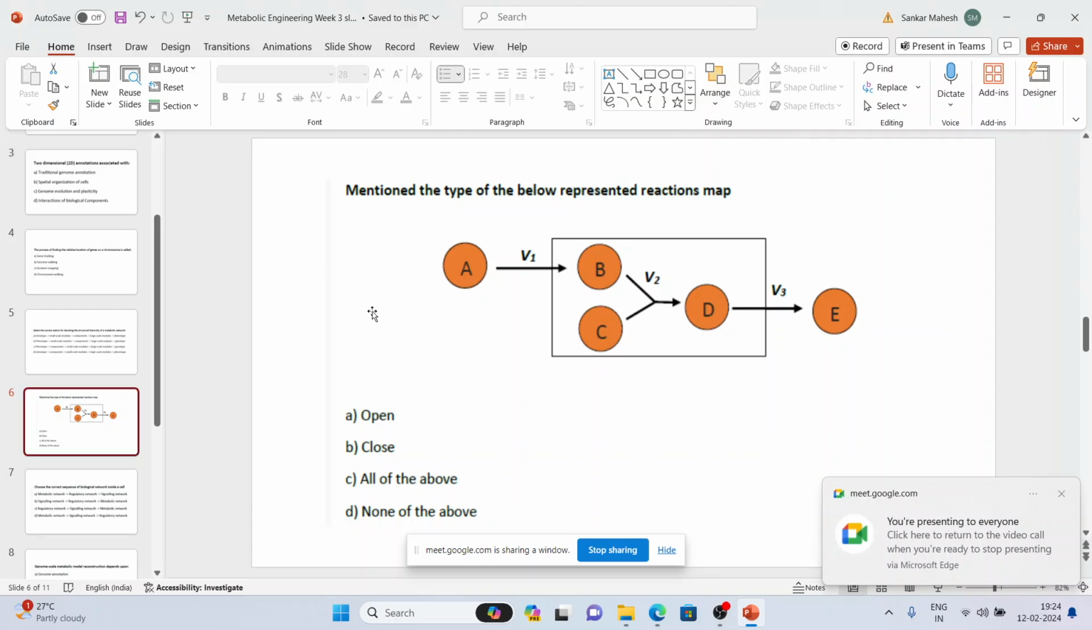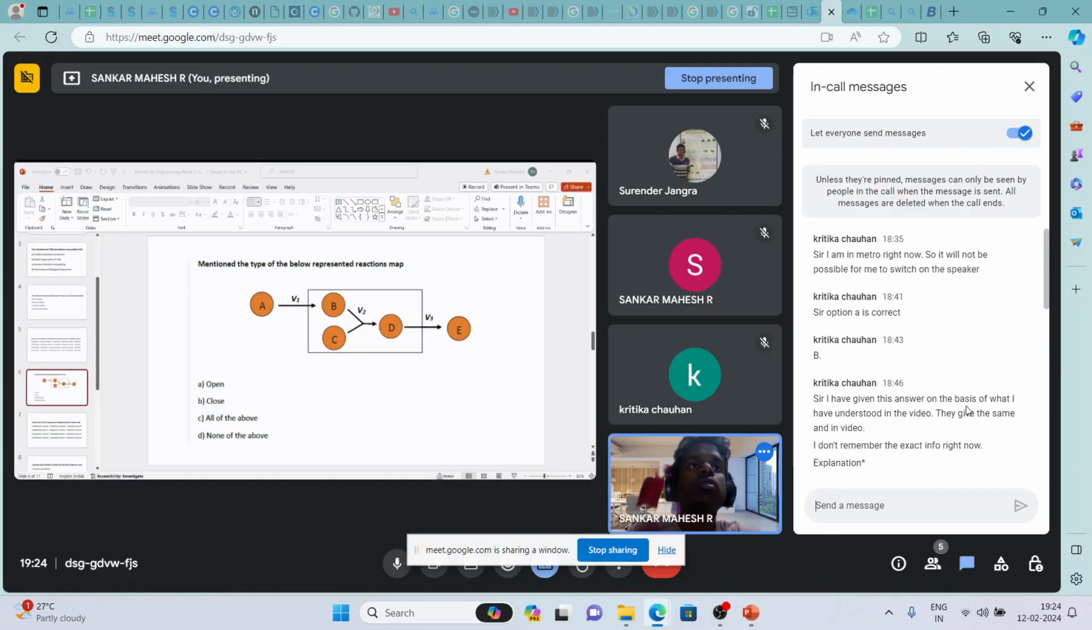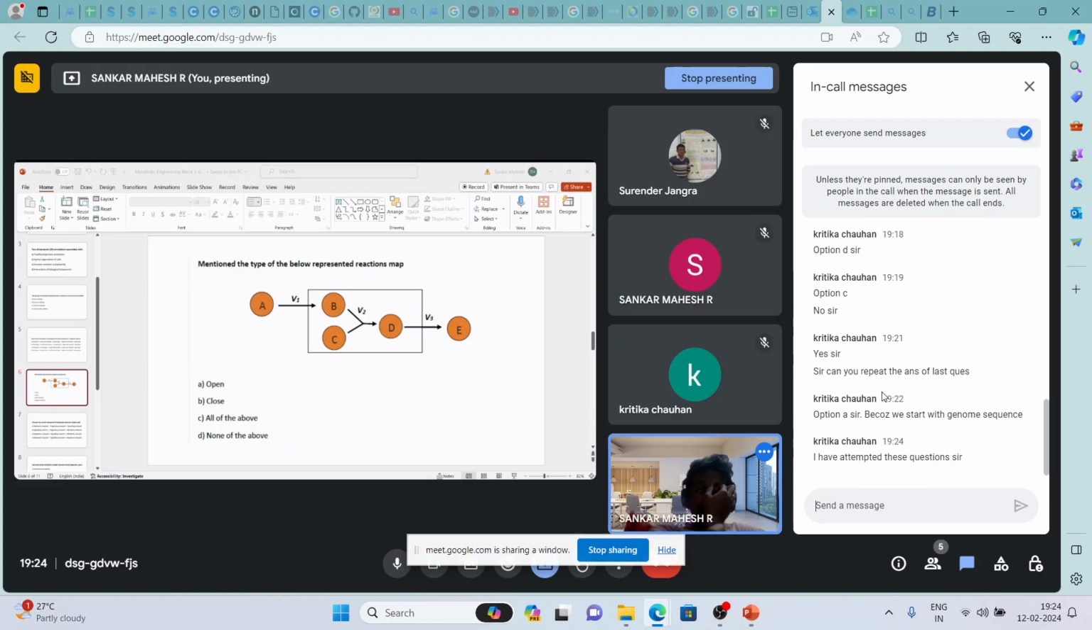The next question is, mention the type of the below represented reactions map. What you see here is a reaction map having a few reactions with a box in between and a few metabolites. Some metabolites are entering and some metabolites are exiting. Okay, you have attempted these questions. Fine. So with this, we come to the end of discussion for this week's problem questions.